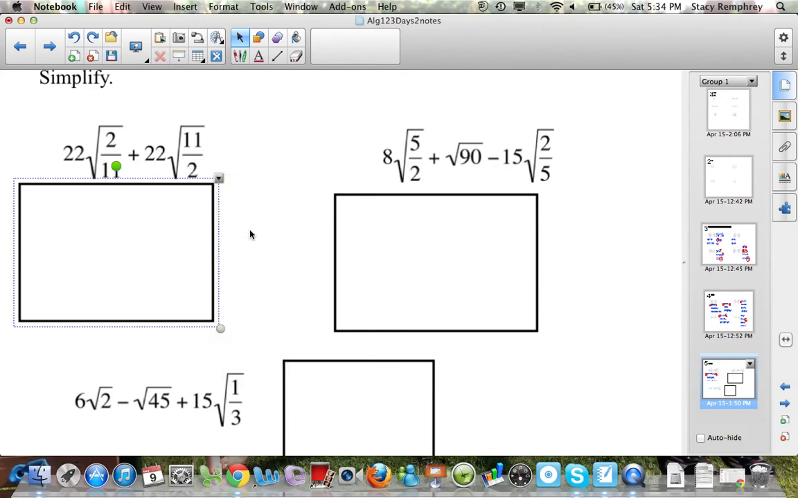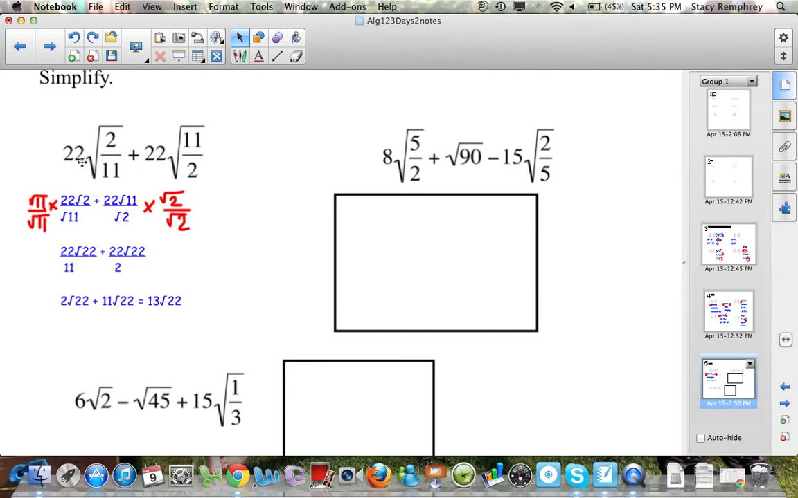All right, for these final ones, remember that 22 is 22 over 1. So this should be 22 root 2 over the square root of 11. Not 22 root 2 over 22 root 11. If there was a 22 on the top and the bottom, that's not 22 wholes.